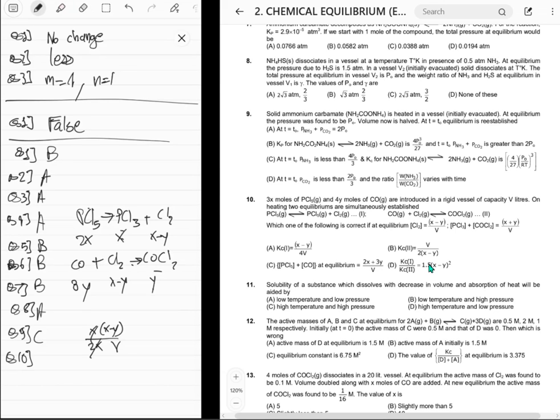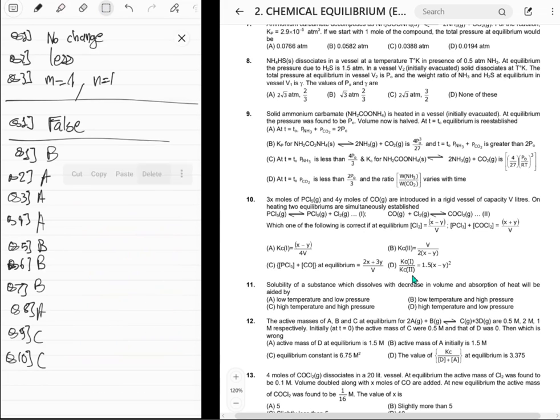PCl5 plus CO at equilibrium. This guy plus this guy, that's 2x plus 3y upon V. Yes, that's correct. So C is correct, and Kc1 upon Kc2 is 1.5 upon 1.5, which is (x minus y) squared. And the first guy has Kc (x minus y) upon 2V, and the other guy has, hey, where's that V? There must be some volume quantity over there. This is wrong. D is just wrong. So yeah, C is the way to go.